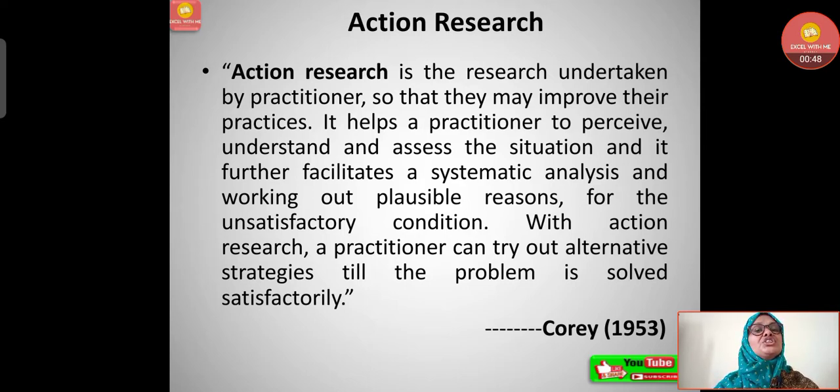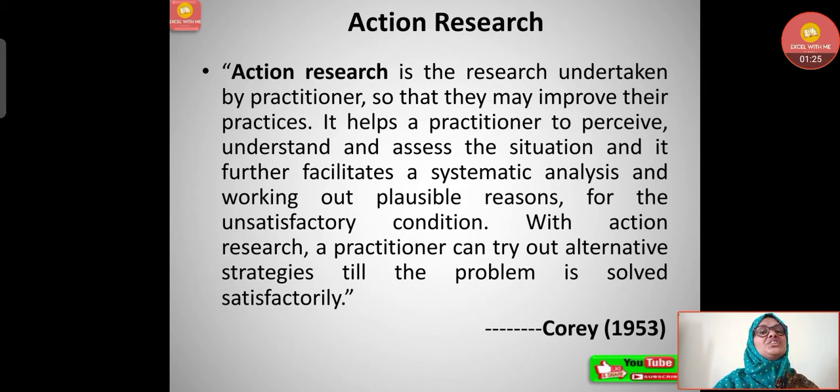What is action research? It is the research undertaken by practitioners so that they may improve their practices. It helps a practitioner to perceive, understand and assess the situation, and it further facilitates a systematic analysis and working out plausible reasons for the unsatisfactory condition. With action research, a practitioner can try out alternative strategies till the problem is solved satisfactorily. This definition is given by Corey in the year 1953.